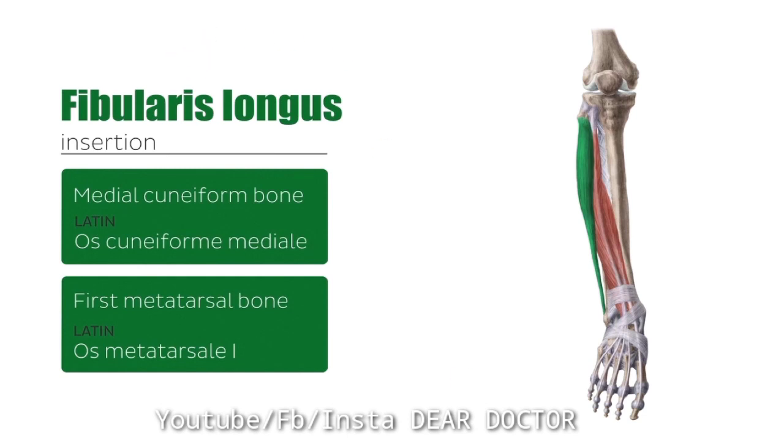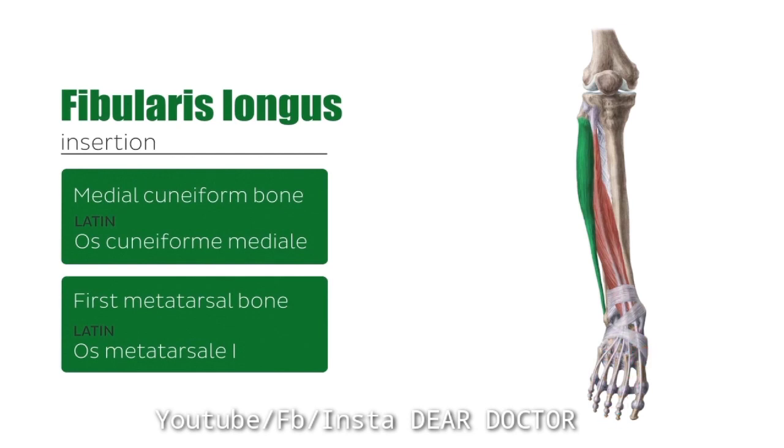And you can notice that it might be a bit confusing here, but if you notice that the muscle is originating here on the fibula, going all the way to then insert, it crosses the foot and goes all the way to insert on the first metatarsal bone as well, and the medial cuneiform bone.